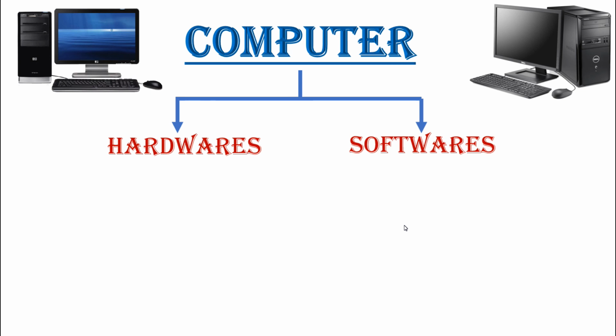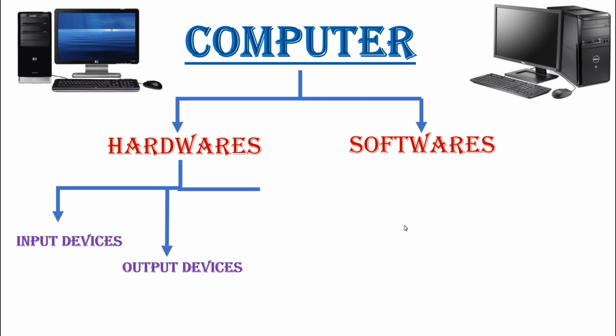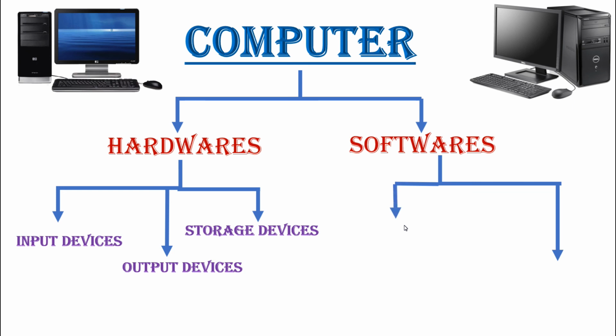Dear children, now we have discussed about two basic parts of computer, hardwares and softwares. Hardwares are in three groups. They are input devices, output devices and storage devices. Softwares are in two types. They are system softwares and application softwares.